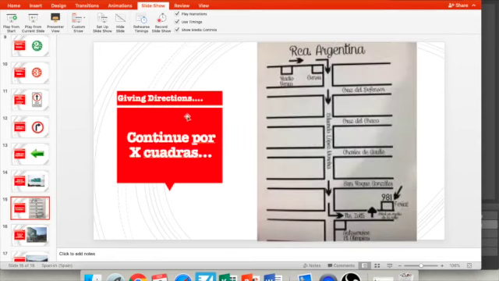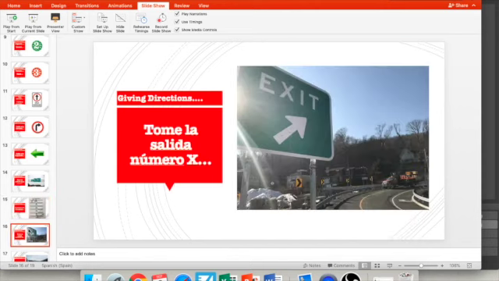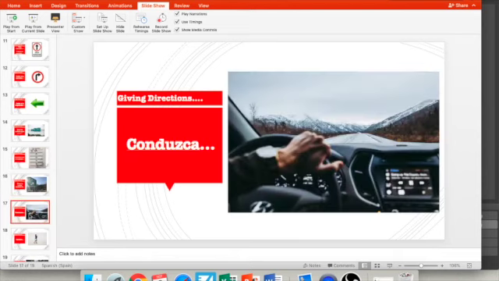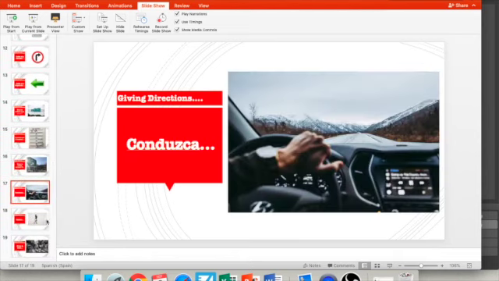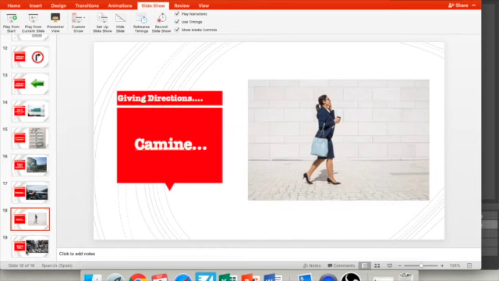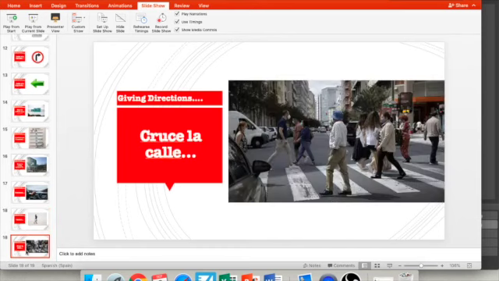You might also tell someone here, continúe por a certain number of cuadras. So continúe por 5 cuadras. If I start here, 1, 2, 3, 4, 5. So continúe por 5 cuadras. Y doble a la izquierda. Turn to the left. You might tell someone to take a certain exit number. Tome la salida número, and then give a number. So tome la salida número 21. Take exit 21. You might tell someone to drive, conduzca, to walk, camine, or to cross the street, cruce la calle.